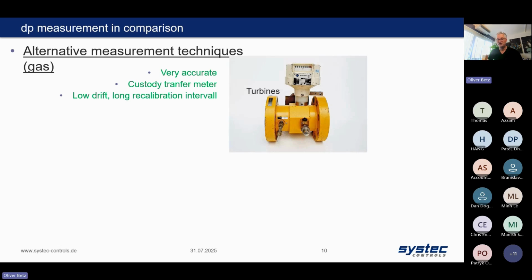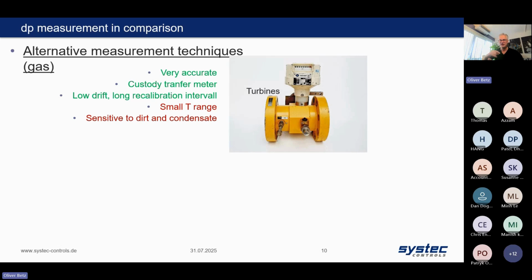If they are used in accordance to their specification, they have low drift and they have long recalibration intervals. So custody transfer recalibration intervals are up to 10 years. So very reliable, good flow meter. Anyway, there's also some drawbacks. Small temperature range, so you can use them for ambient conditions, but not for higher temperatures or something like that. They are very sensitive on dirt and condensate.